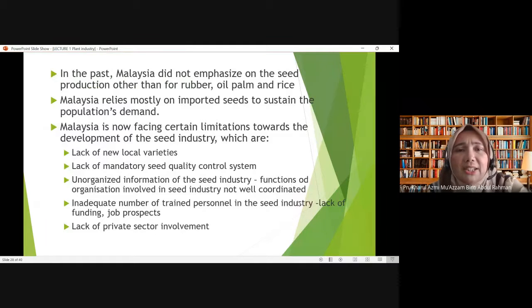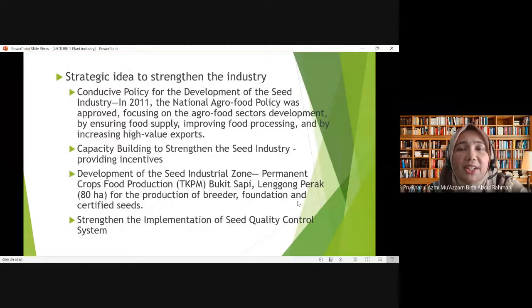Okay, ni just explanation lah. You can just read later on. Okay, this is the strategy idea to strengthen the seed industry di Malaysia ni. We have the conducive policy for the development of the seed industry, which was established in 2011. We have the National Agro-Food Policy. And this policy is actually focusing on the agro-food sector's development by ensuring food supply, improving food processing and also increasing the high value export. Ya, inilah polisi untuk memastikan sustainable development for the food.